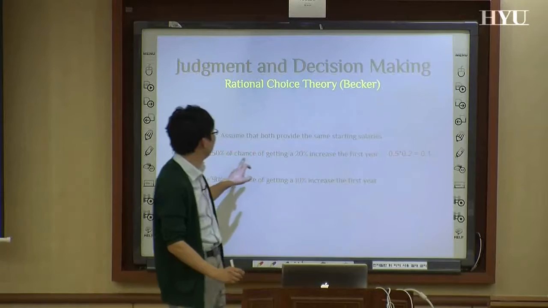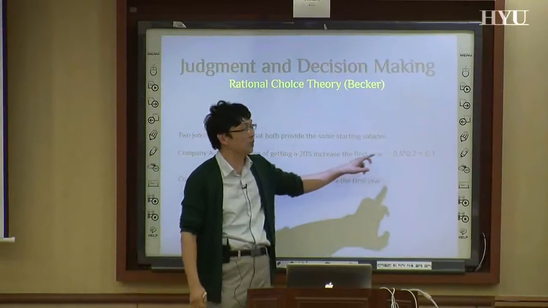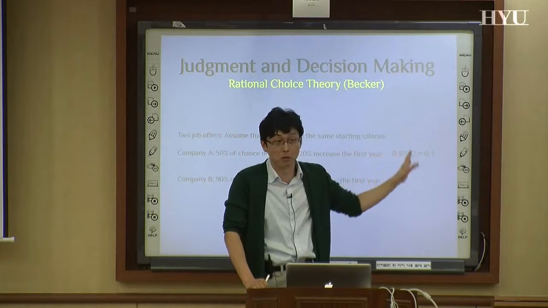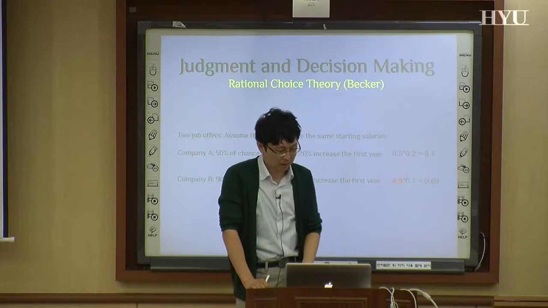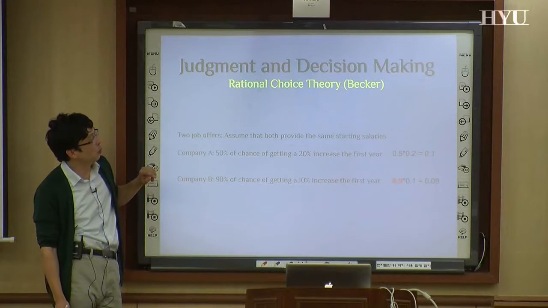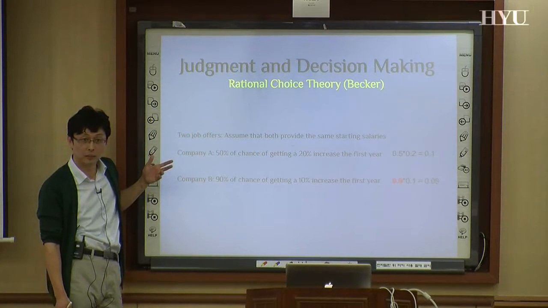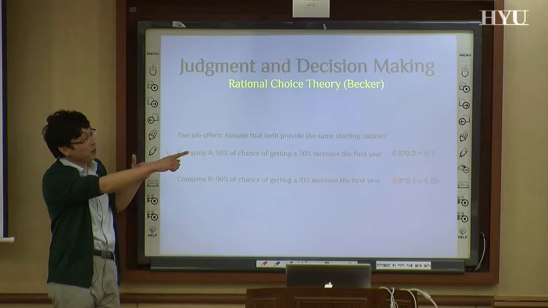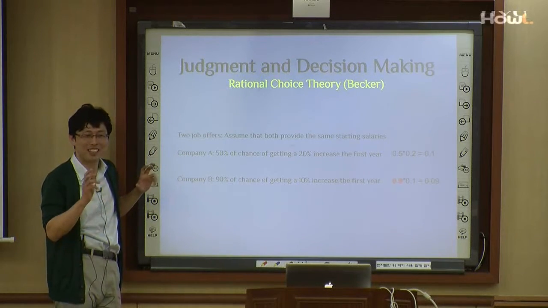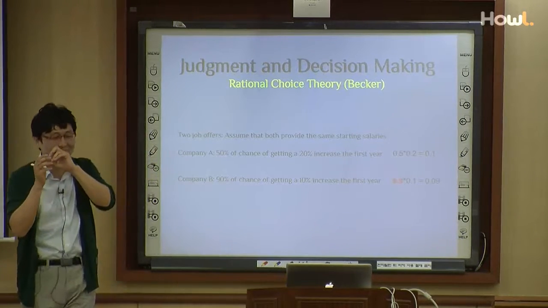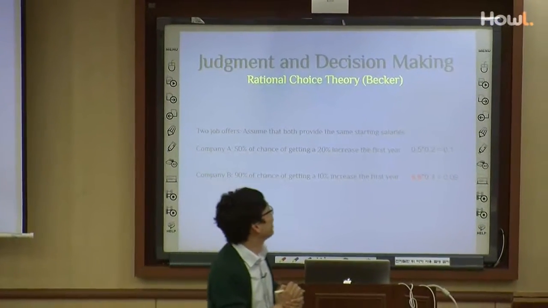Okay, so in that case, 50% chance and 20% increase is likewise 0.1. Something like that; we don't just remove the scale. This one, 0.9 times 0.1, so that's 0.09. So in terms of these two numbers, you have to choose A. But many of you choose B. See how irrational you are. So your decision is different.